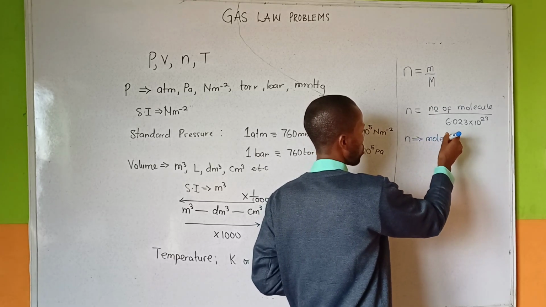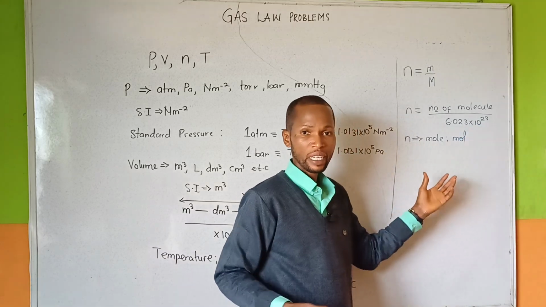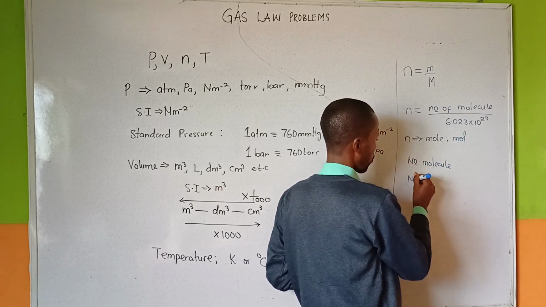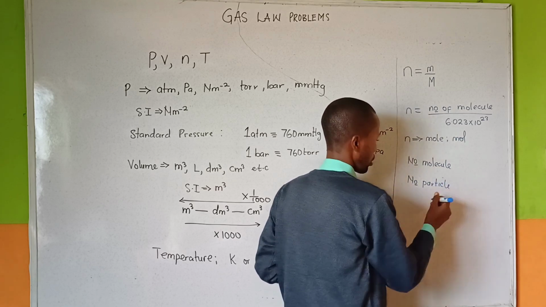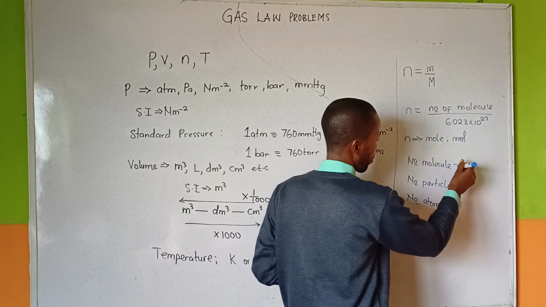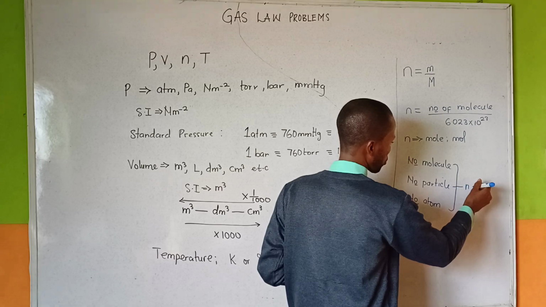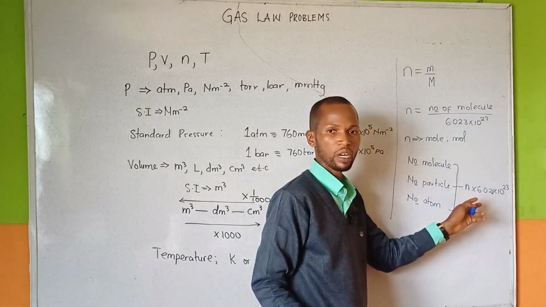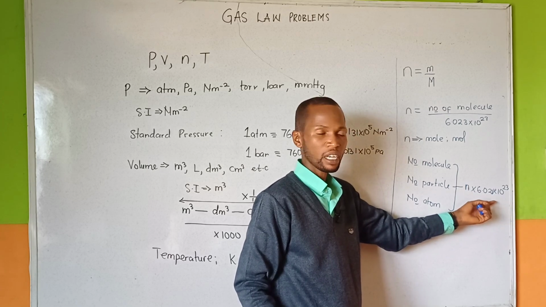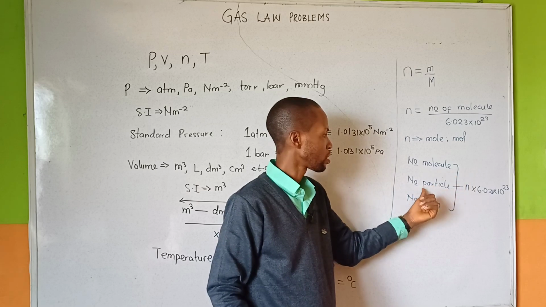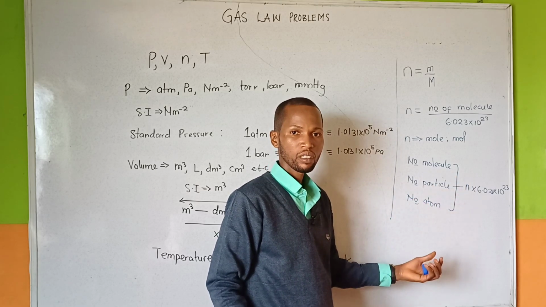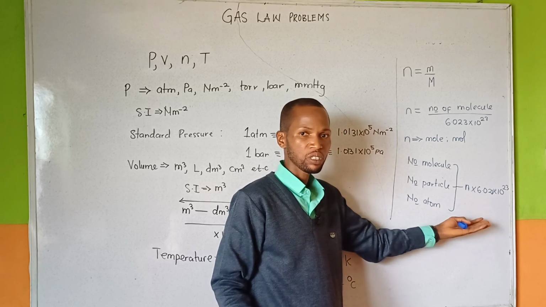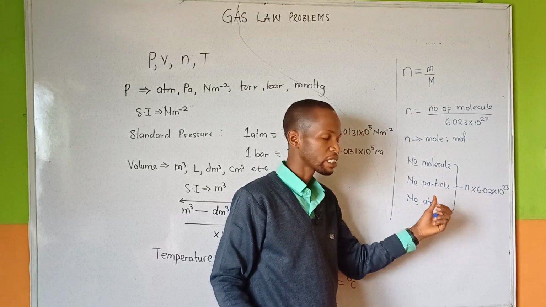We can as well deduce the number of molecules, number of particles, and number of atoms by multiplying the number of moles with the Avogadro's constant, 6.023 times 10 raised to power 23. When the number of moles is multiplied by Avogadro's constant, we arrive at the number of molecules, number of particles, and number of atoms. Invariably, the product of the amount of substance of the gas and the Avogadro's number gives the number of molecules, number of particles, and number of atoms.